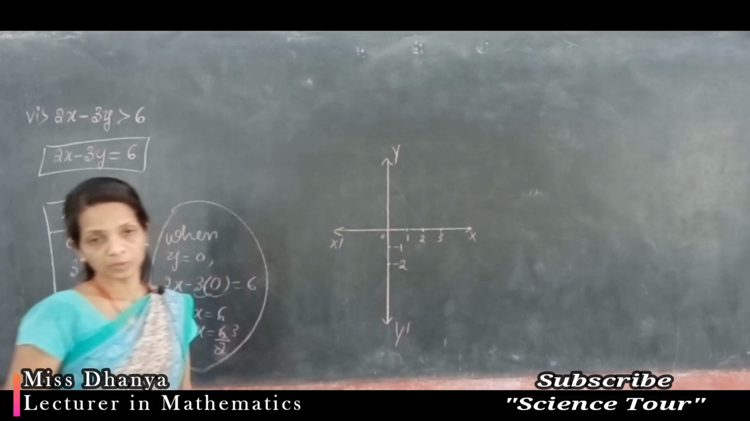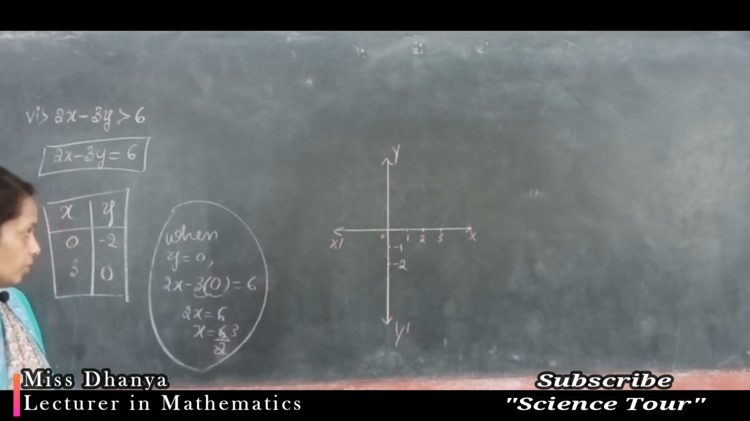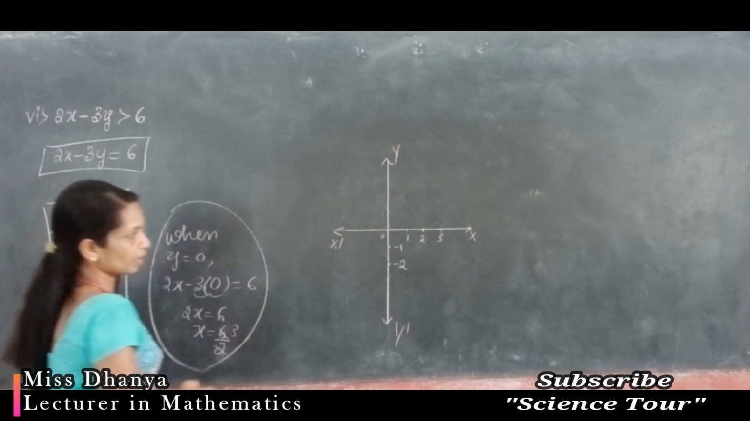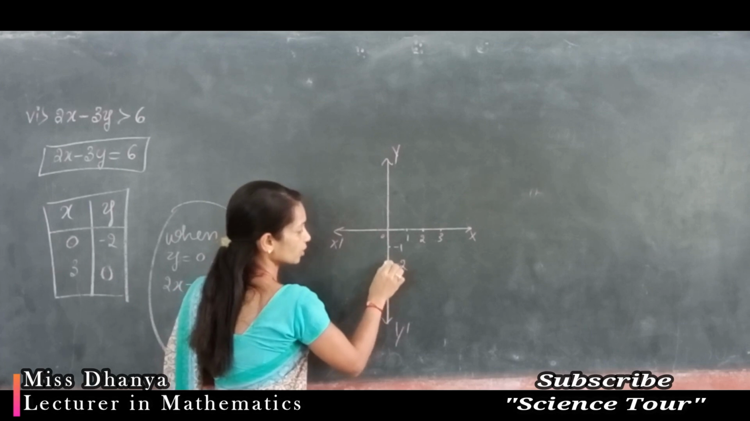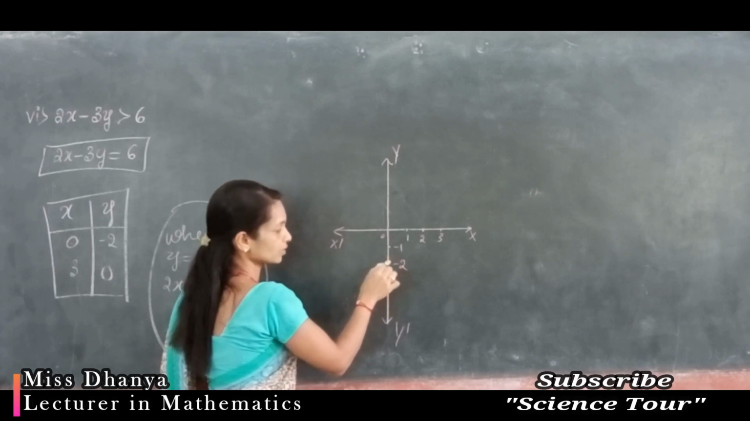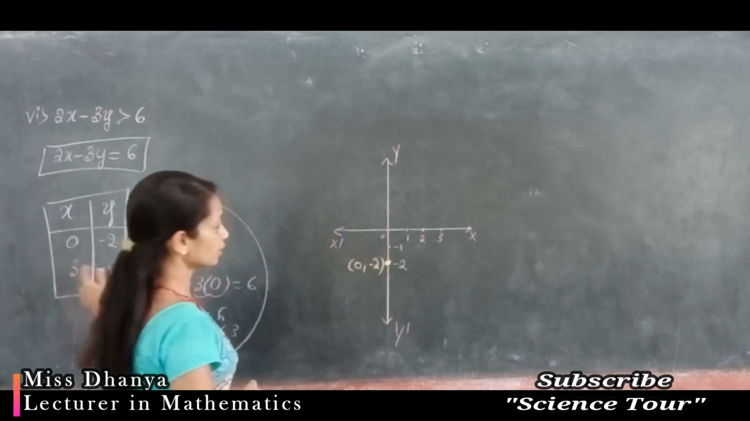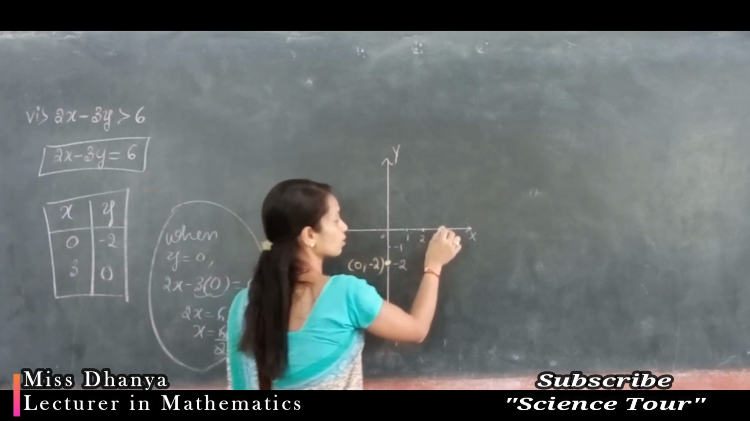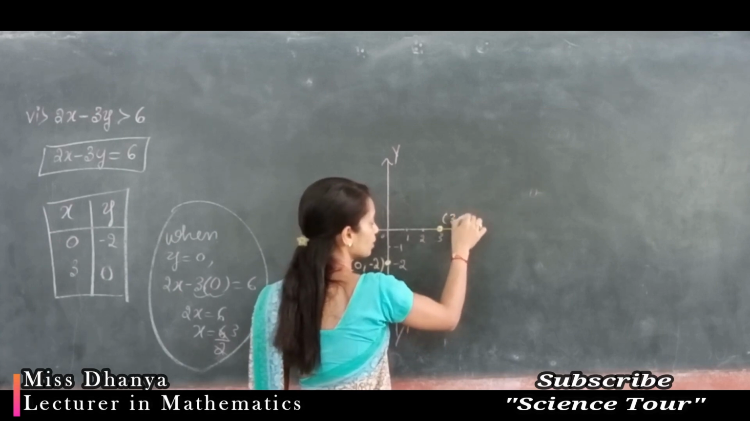Now mark the obtained points from the table in this Cartesian plane. Okay. First point is 0 comma minus 2. At 0 you have to move down up to minus 2. Okay. Here it is, highlight that point. This is the point 0 comma minus 2, and next 3 comma 0. 3 comma 0 is on the x axis. Highlight this point. This is the point 3 comma 0.